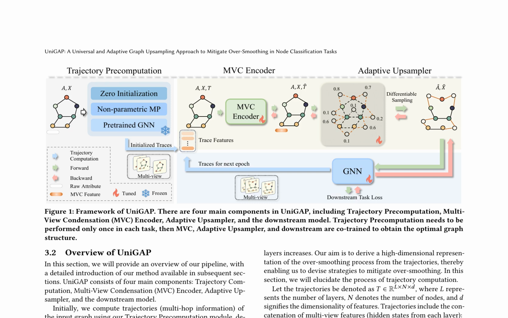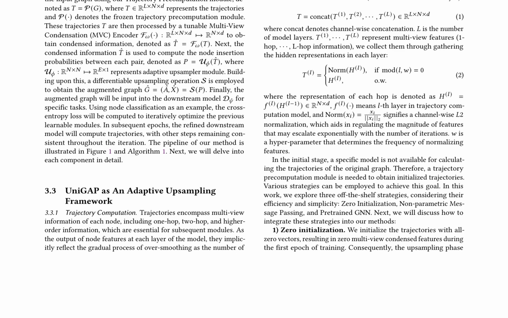The trajectory computation module is a crucial component of UniGAP, which encompasses multi-view information of each node, including 1-hop, 2-hop, and higher-order information. The trajectories are derived from the output of node features at each layer of the model, implicitly reflecting the gradual process of oversmoothing as the number of layers increases. The trajectories are denoted as T ∈ R^(L×N×D), where L represents the number of layers, N denotes the number of nodes, and D signifies the dimensionality of features.